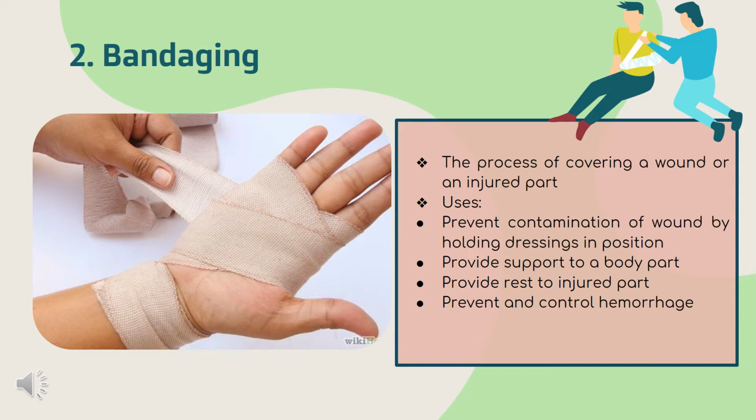So we have different types of bandages. These may include triangular bandages, crepe bandage, gauze or cotton bandage, and adhesive bandage. We also have different methods of applying bandages. It may be circular, spiral, reverse spiral, or figure of 8 for the different parts of the injured body part.